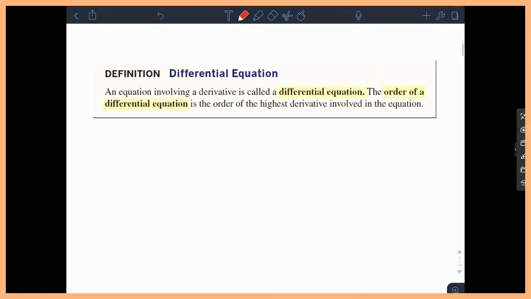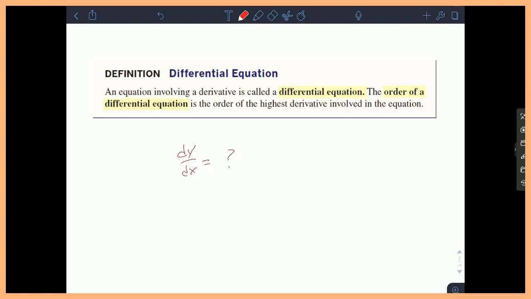Step 1, defining differential equations formally. An equation involving a derivative is called a differential equation. So this is an equation you're going to be given of the form dy/dx equals something. You're given the derivative, and then you're asked to find information about its solution, or its antiderivative evaluated at a point, if you will.